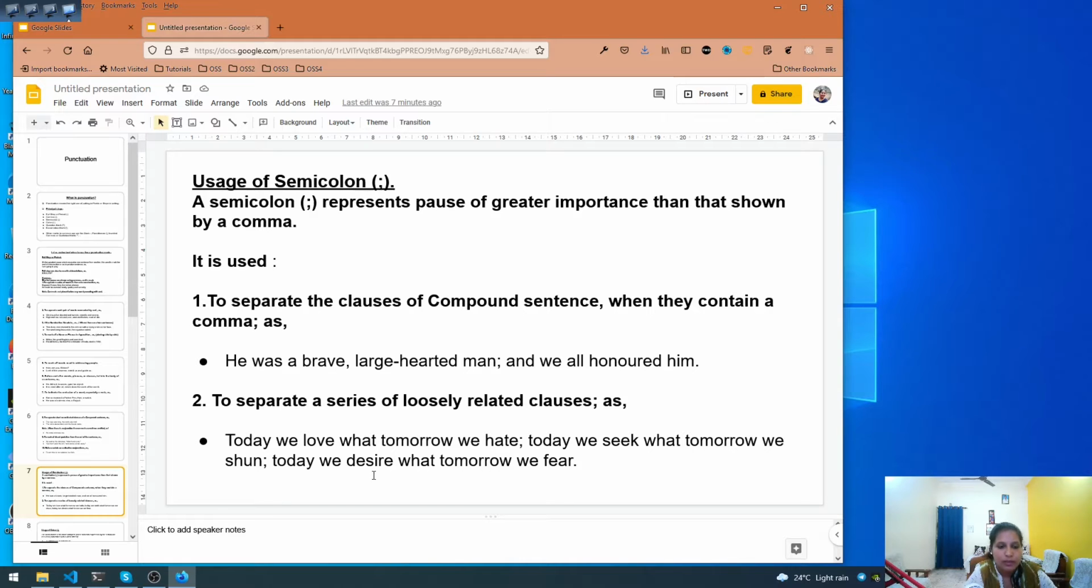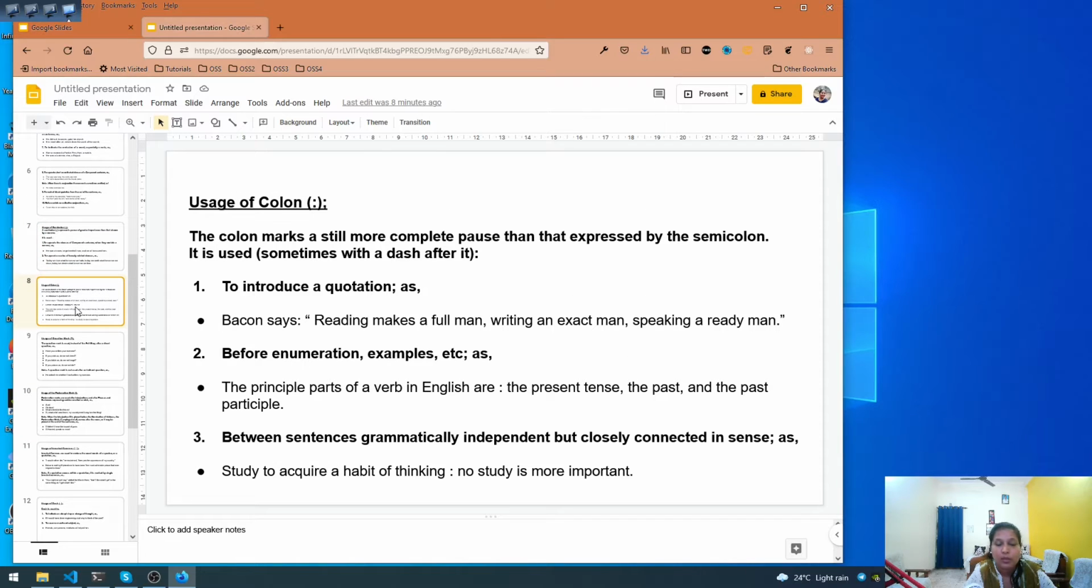Today we love what tomorrow we hate; today we seek what tomorrow we shun; today we desire what tomorrow we fear. Next is the usage of colon. The colon marks a still more complete pause than that expressed by the semicolon. So colons are a much bigger pause than semicolons. It is used sometimes with a dash after it.